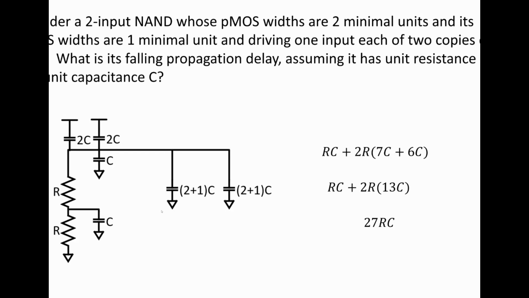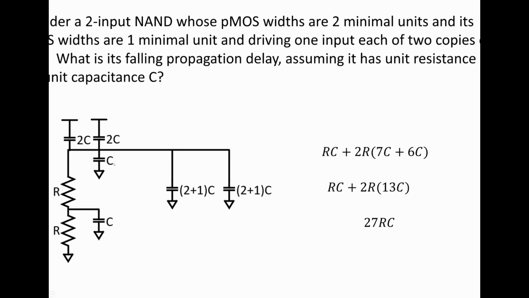To do that, you have to start with the voltage source, which is ground. So you go through 1 unit of R with C, so that's RC. And then you add to that 2 units of R to get through both resistors, and then its total capacitance, which is going to be 2 plus 2 plus 1 plus 3 plus 3. So that's 5 plus 6.